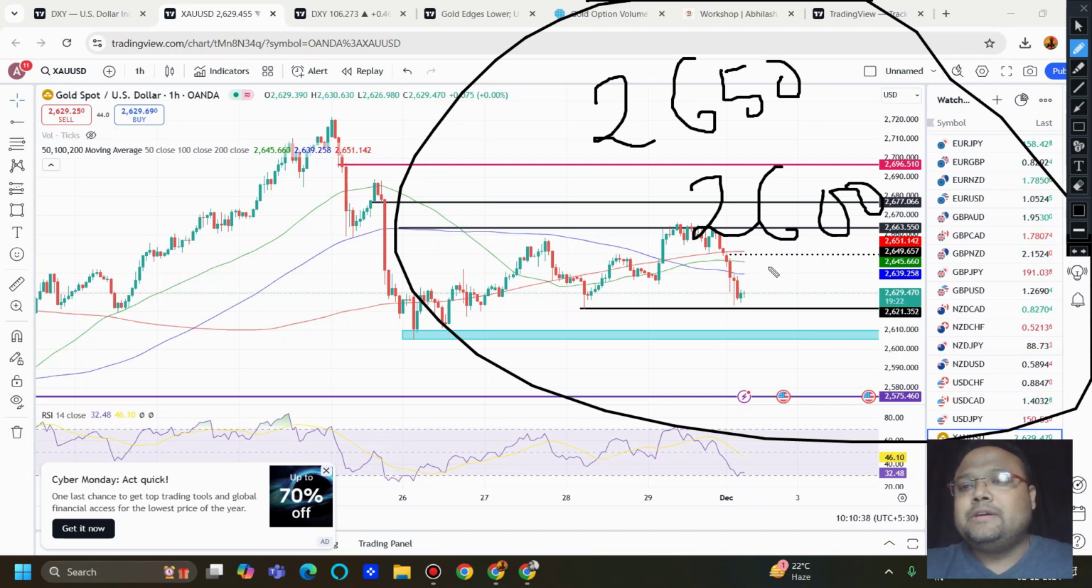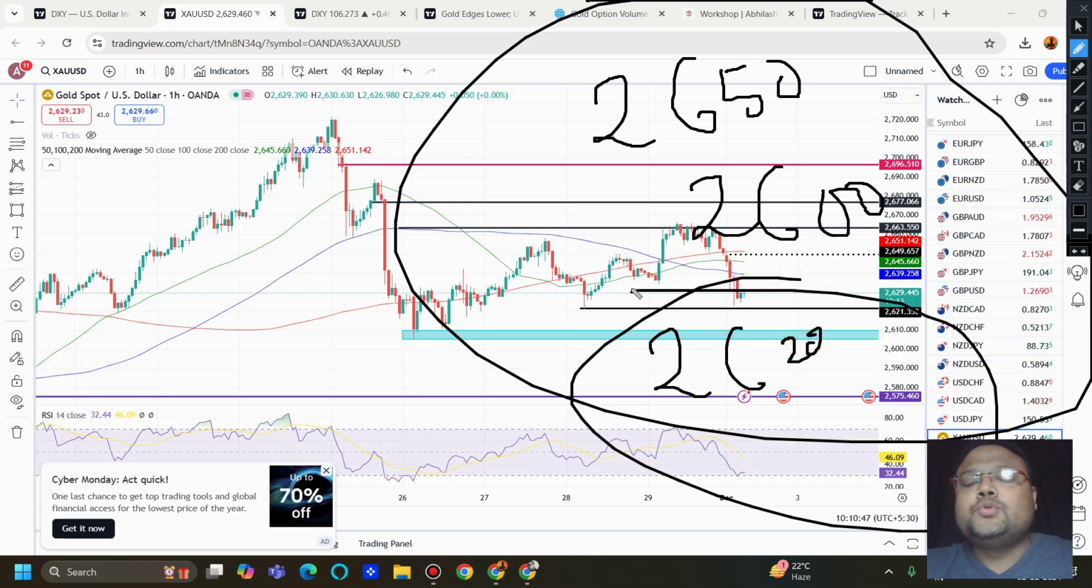These are the two support levels. If you want some risky trade also, then you can look for a sell below 2620 or 2621. If you see that there is a sudden downside with heavy selling pressure, as a day trader you can look for a sell below 2621, 2620 as well.